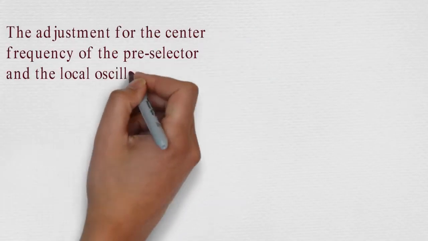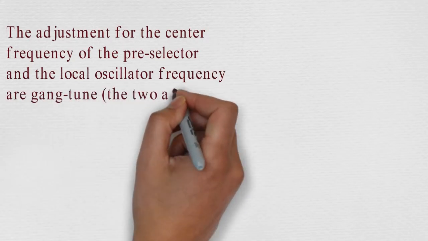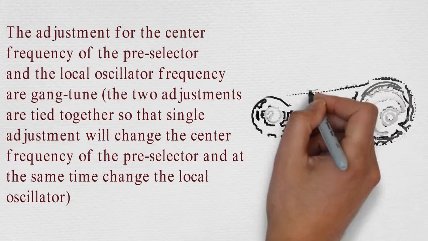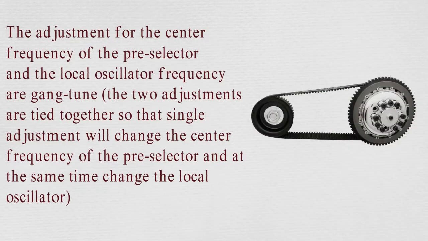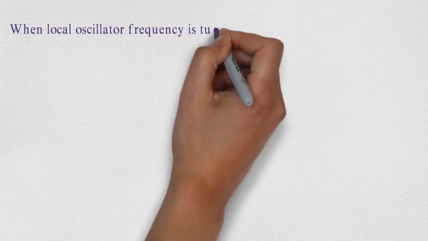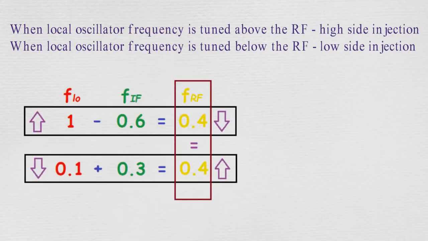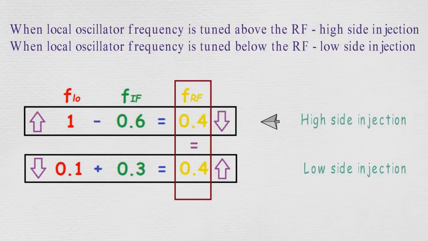The adjustments for the center frequency of the preselector and the local oscillator frequency are gang tuned. The two adjustments are tied together so that a single adjustment will change the center frequency of the preselector and at the same time change the local oscillator. When the local oscillator frequency is tuned above the RF, it is high side injection, while when the local oscillator frequency is tuned below the RF, it is low side injection.